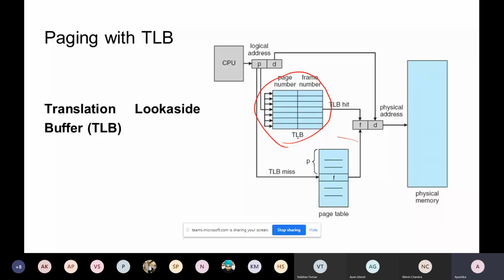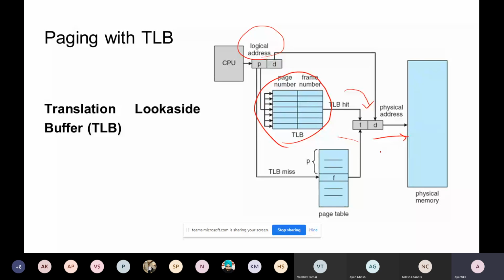If this TLB is holding those intermediate values, then whenever a request is generated for a logical address to physical address mapping, the first search is taken in this TLB, the translation lookaside buffer. If there is a hit, that is called a TLB hit, that means you have successfully found your page to frame mapping in this TLB, and that result is sent with the given offset to point to the physical memory.